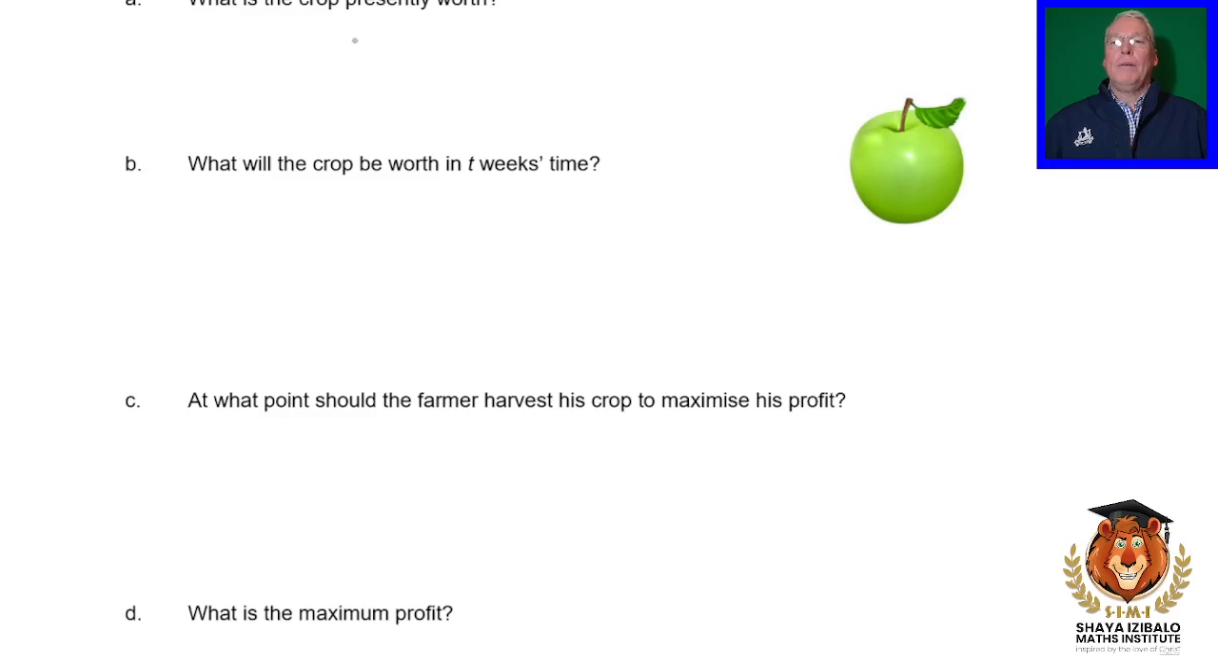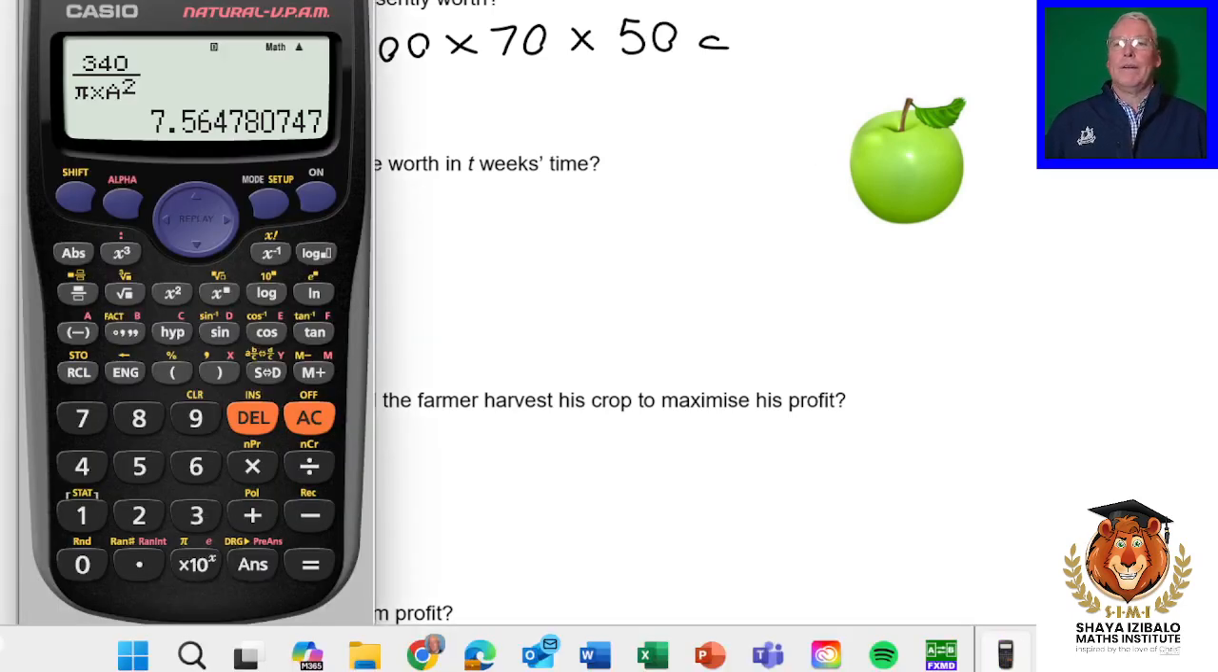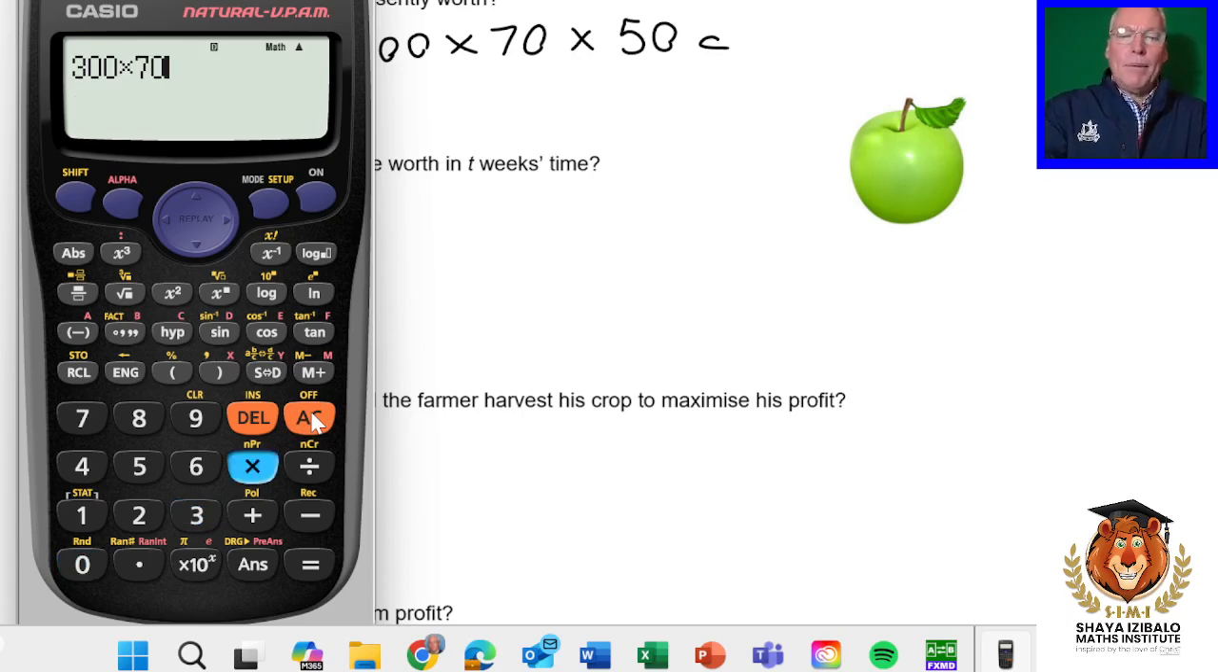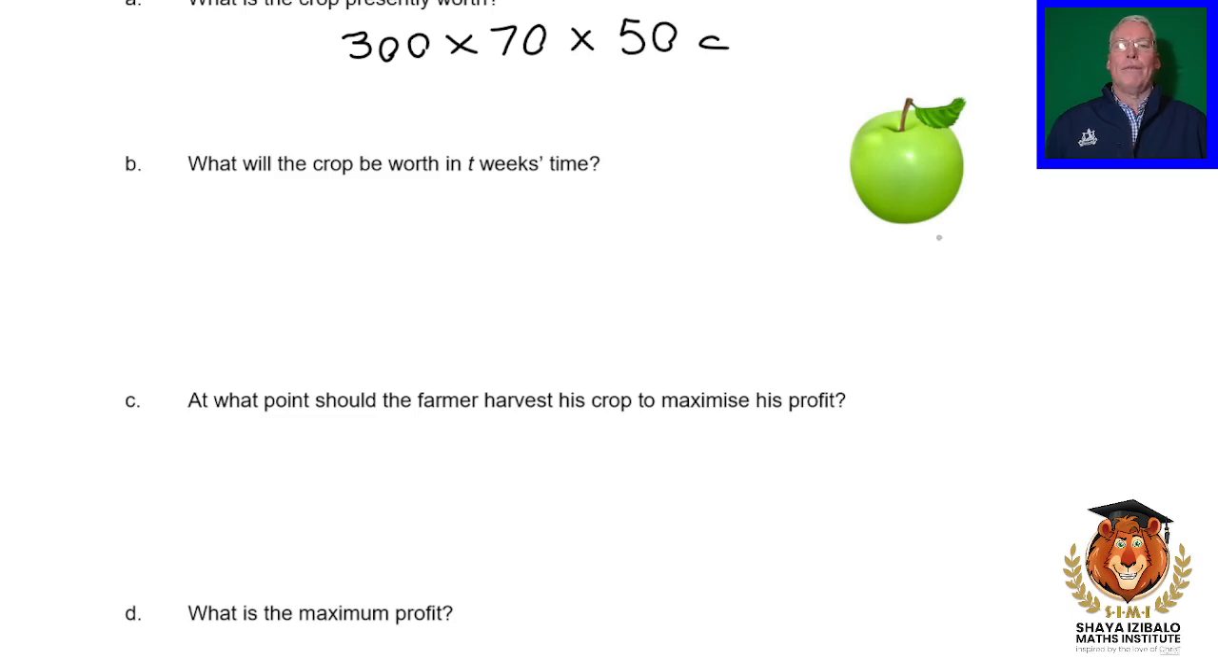Well, there are 300 trees, each of which has got 70 apples, each of which is worth 50 cents. So this is what the crop will be worth in cents. Let's just have a look at what that comes to. So 300 times 70 times 50. Right, that's what it's worth in cents. Let's divide that by 100 to get it to rands. So it's currently worth 10,500 rand.